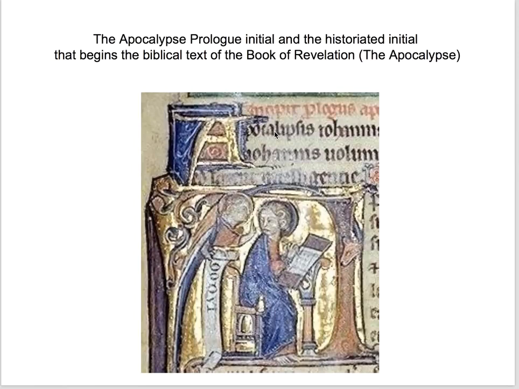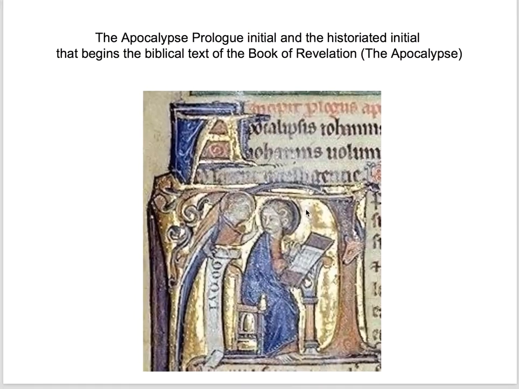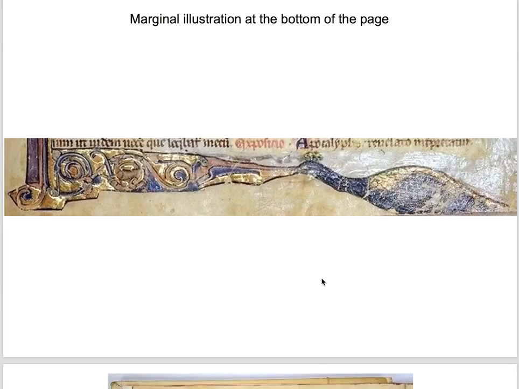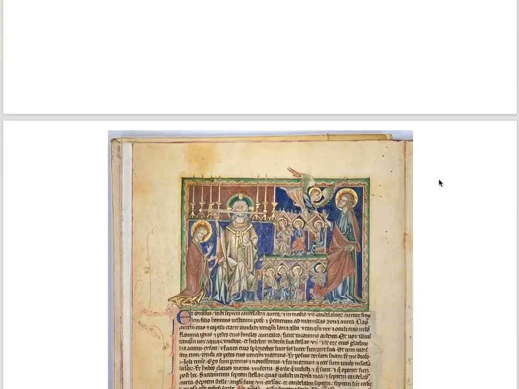So this is also represented in a different way in this initial. We've got lots of gold leaf being used in this initial, and I apologize for the quality of the illustration here, but we've got, again, the angel telling John what to write, and John is writing on a little lectern in the way that we've seen in author portraits before. Okay, and then we've got a detail of our peacock there.